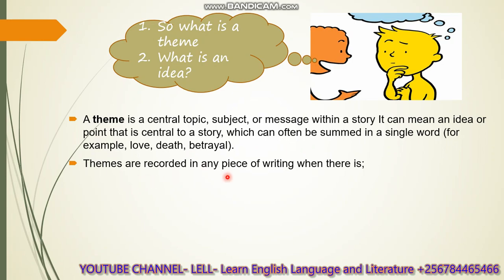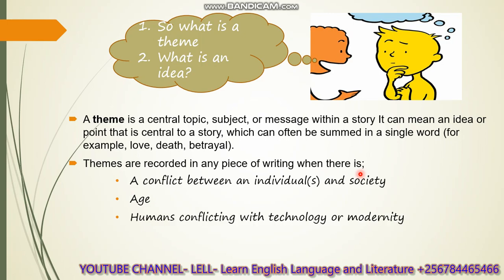Now, themes are recorded in many pieces of writing when there is, number one, a conflict between an individual and a society. Sometimes, as individuals, we conflict with society. We don't want to do what society norms are, and as a result, we shall develop maybe the theme of violence or maybe of rebellion because we are conflicting with what society needs. Two, age: the difference between different age groups also develops a particular theme, maybe generational gap. Then we have humans conflicting with technology or modernity. If humans don't want to accept modernity, there could be a theme.